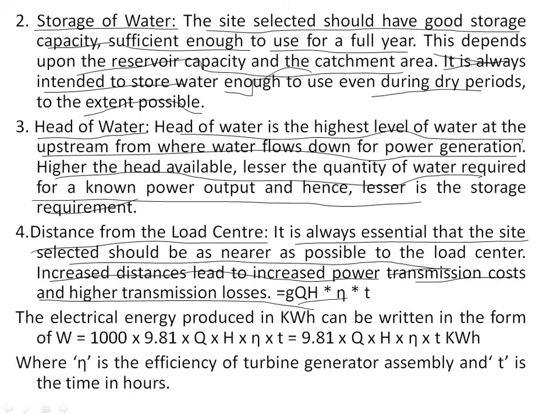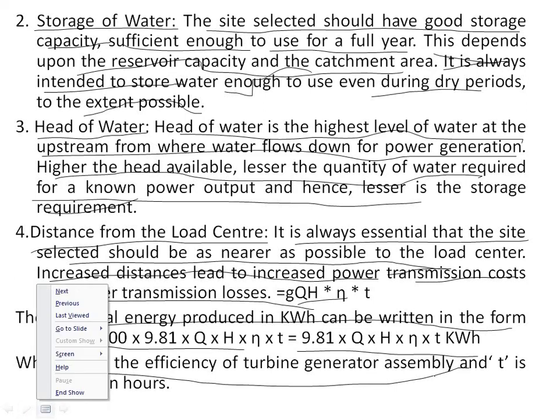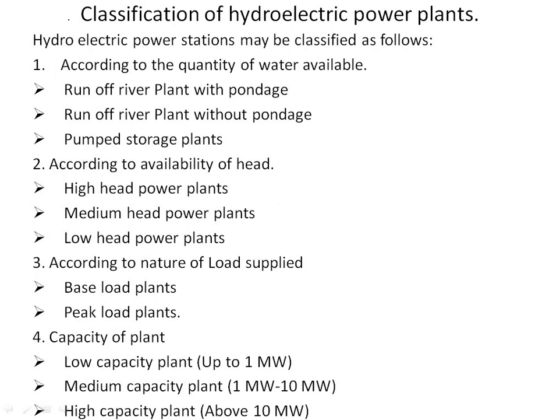The electrical energy produced in kilowatt can be written as W = 1000 × 9.81 × Q × H × η × T, that is 9.81 × Q × H × η × T kilowatt hour, where η is the efficiency of the turbine generator assembly and T is the time in hours. Next we will be discussing classification of hydroelectric power plants.